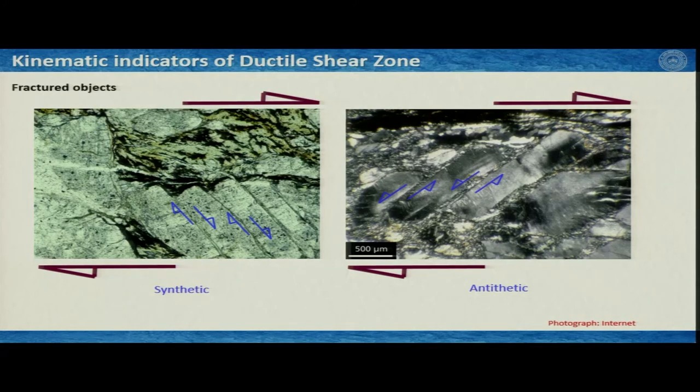So here are two examples, as we see here. This is the fractured object. You see, these are the fracture planes, and they slipped in this manner. We can figure out from these steps, and the sense of shear is, in this case, dextral. And here as well, you see that they rotated in this manner. We have seen this image before. These are the fracture planes, and they are rotating. They are slipping in this manner, which is opposite to the sense of shear, and the bulk sense of shear is again in this case dextral. So this is synthetic and this is antithetic.